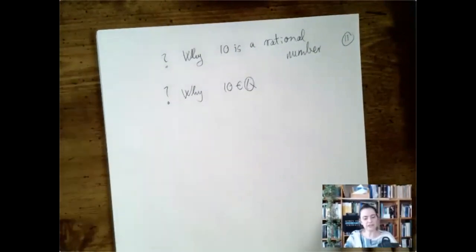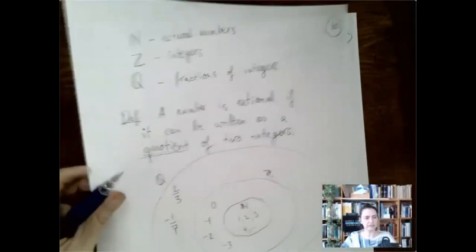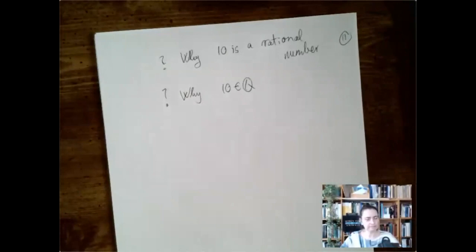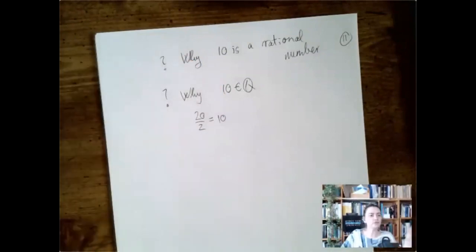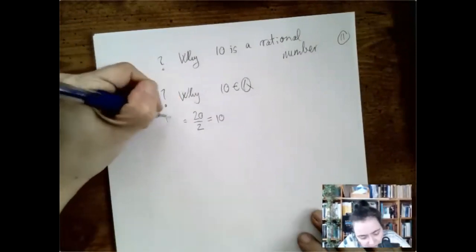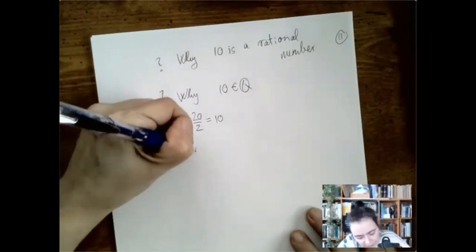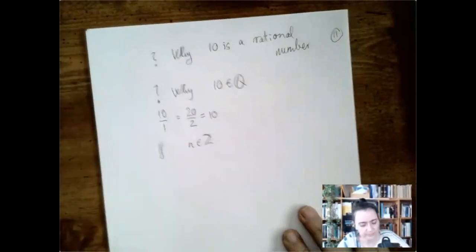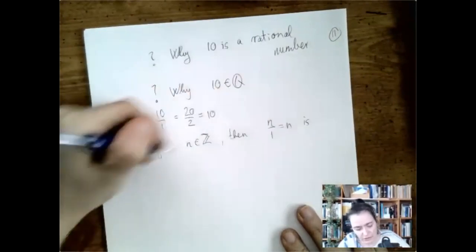Now, the definition is a number is rational if it can be written as a quotient of two integers. Well, 20 over 2. You do not have to find the reduced one. 10 is the reduced form, actually. But if you can find, and I think the easiest is 10 over 1, right? If you can find, and this is the proof why every integer is automatically rational. Every integer, if n is an integer, then n over 1 equals n is rational.